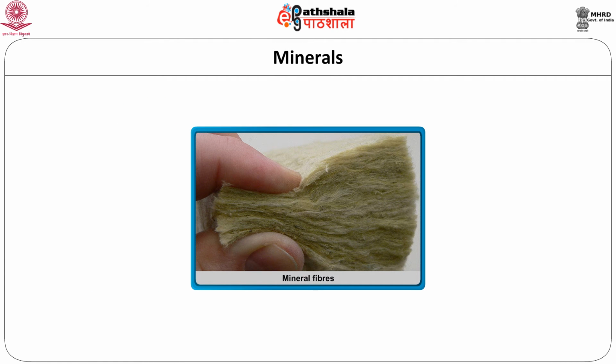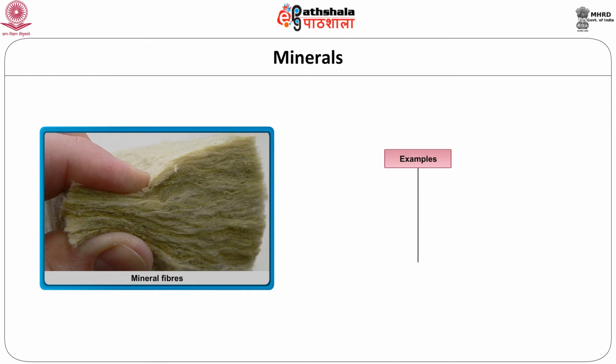Minerals. The minerals are made in the form of fibers by following several steps. The following are some of the examples of mineral fibers: basalt, carbon, ceramic, glass, metallic fibers such as gold and silver zari threads, silicon carbide and stainless steel. These fibers are strong and durable.